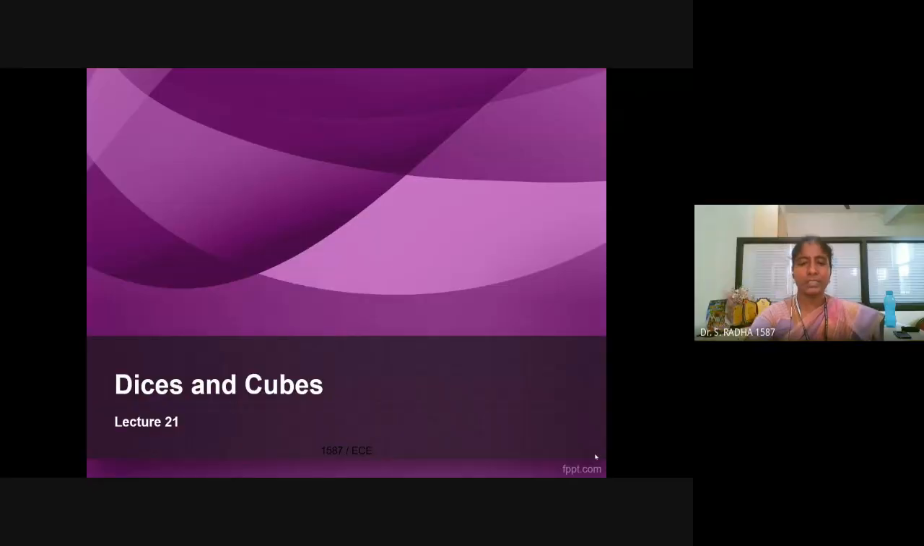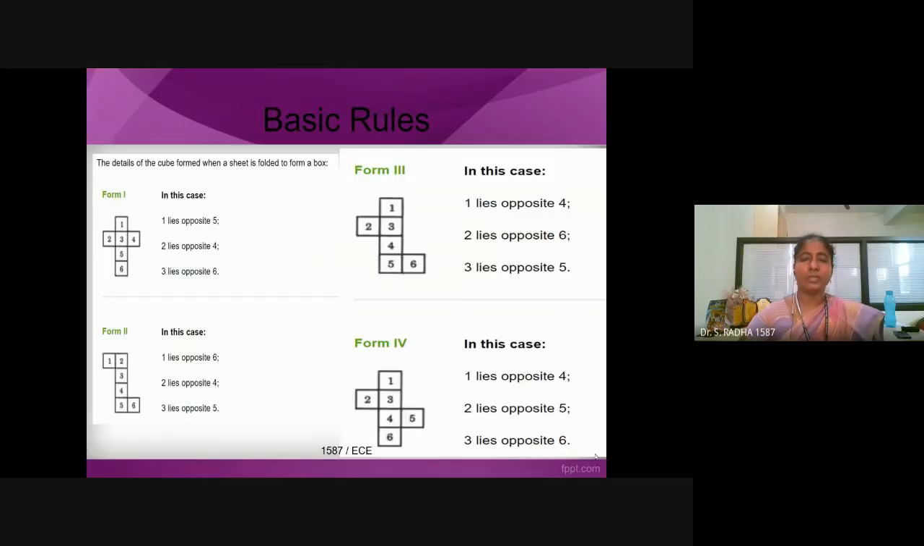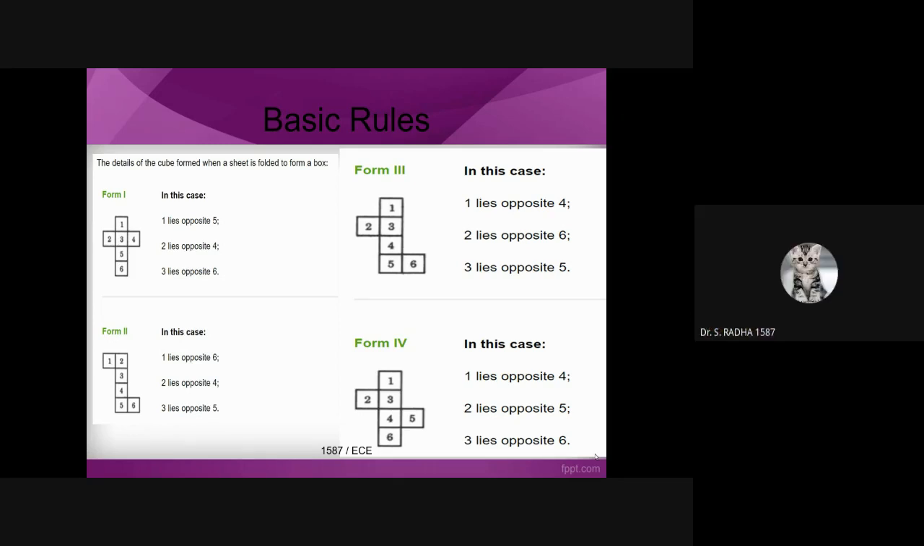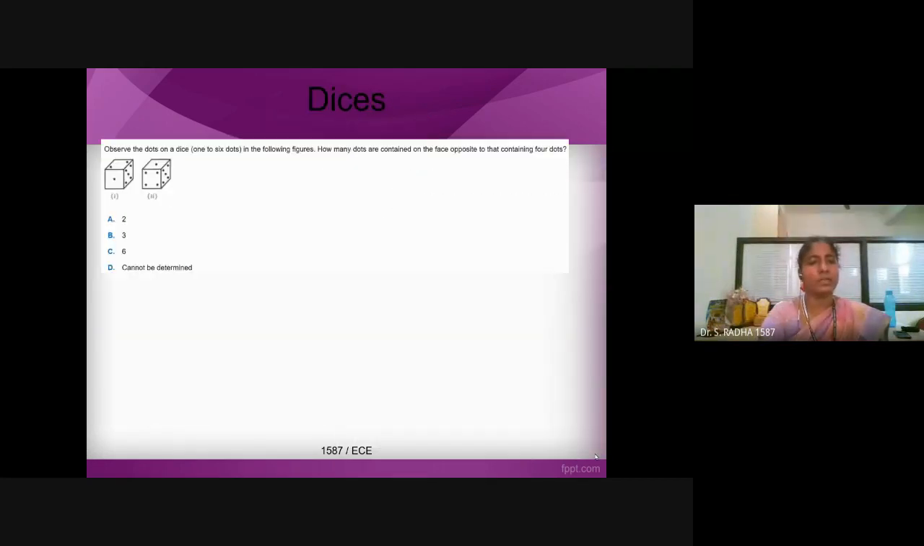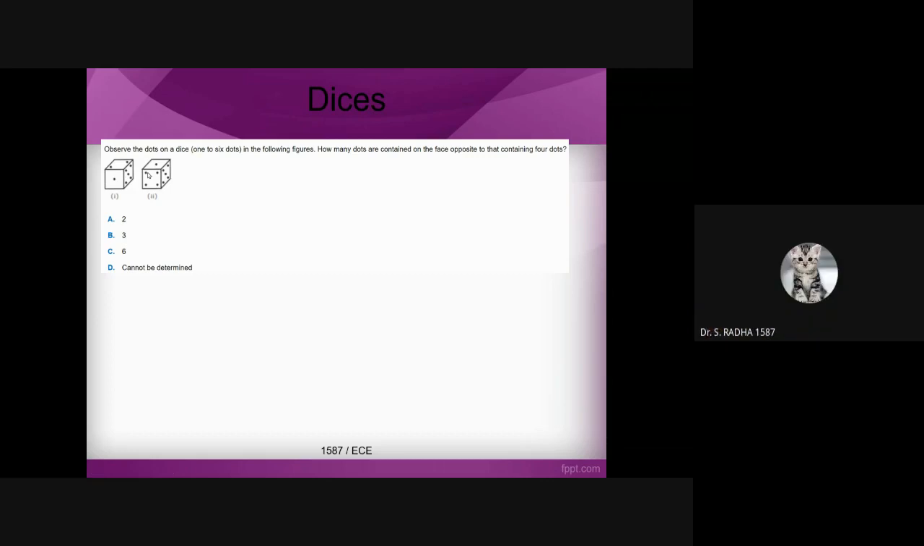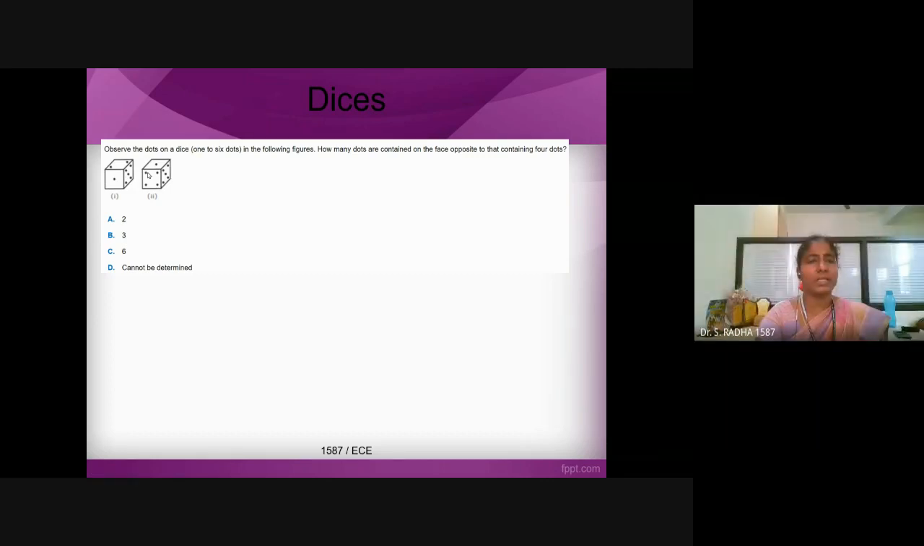Cubes and dice. Already you might be knowing cubes. Dice means we play with those things, and numbers will be written or dots will be there on the top. You can remember, I think this is dice. We just used to play with this. And now, problems with dice. Cubes also look similar. We will see.